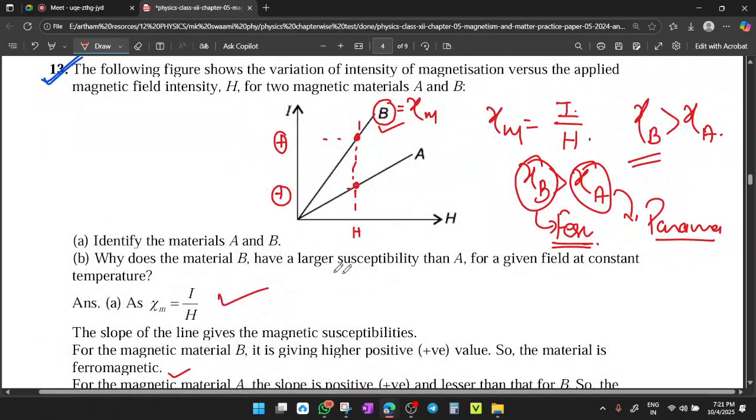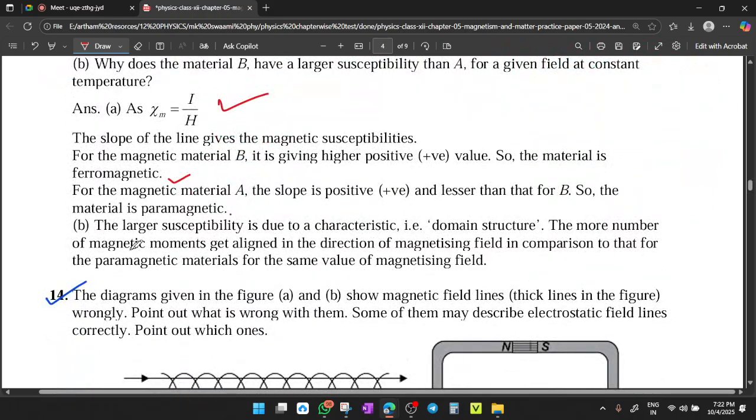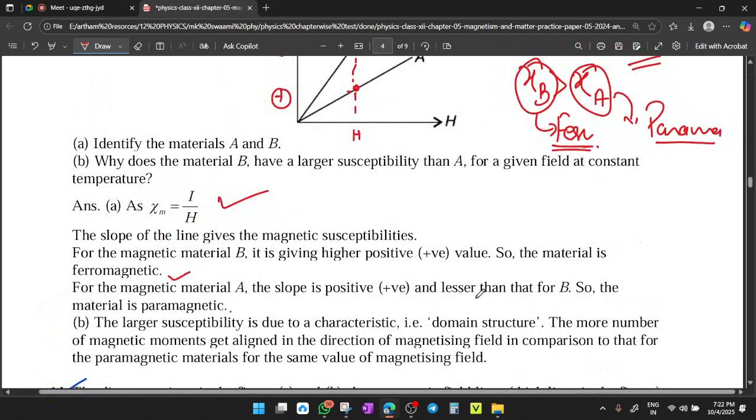Second question. Why does material B have a higher susceptibility than A for a given field at constant temperature? The larger susceptibility is due to the characteristic domain structure. A larger number of magnetic moments get aligned in the direction of the magnetizing field as compared to the other magnetic material for the same value of magnetizing field. Yesterday we learned that in ferromagnetic material there are regularized domains. Nathan, have you studied that?